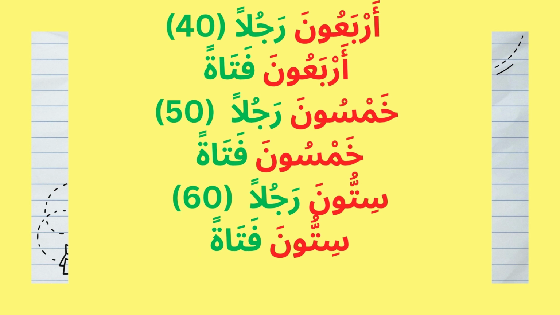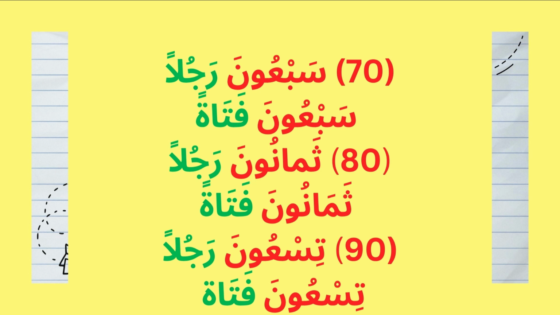40 رجلا, 40 فتاة, 40 men, 40 girls. 50 رجلا, 50 فتاة. 60 رجلا, 60 فتاة. 70 رجلا. Notice that these tens are fixed, do not change. When they are combined with numbers 3 to 10, then the polarity rules applies to those numbers. 70 رجلا, 70 فتاة. 80 رجلا, 80 men. 80 فتاة. 90 رجلا, 90 فتاة.